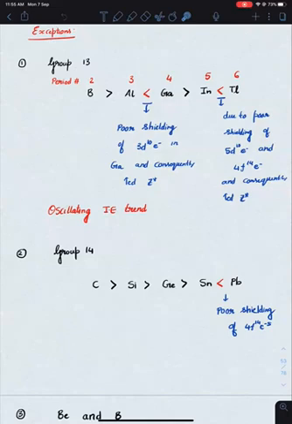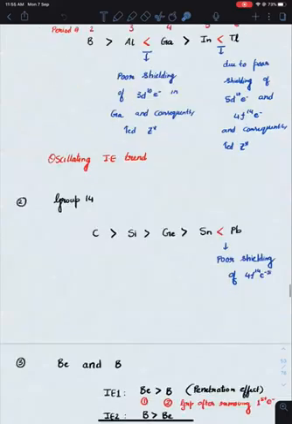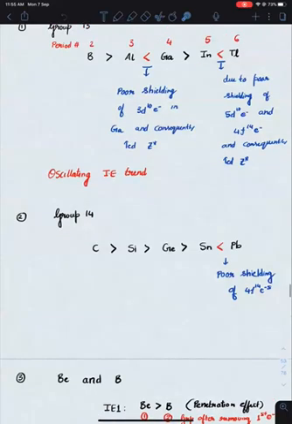Okay, so in group 13, remember this, you have an oscillating trend: a greater, a lesser, greater, lesser. In the case of group 14, the effect is not seen between silicon and germanium, but the effect is seen between tin and lead.